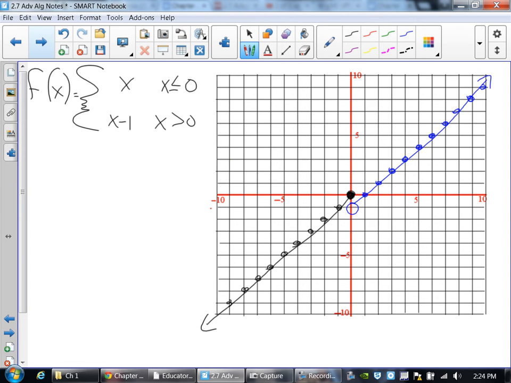So basically what happens there is that through the domain of when x is less than or equal to 0, the graph is f of x equals x. When x is greater than 0, it's x minus 1. It jumps, it has a break in it. There's pieces of both of those graphs that were being used. That's why it's a piecewise function.